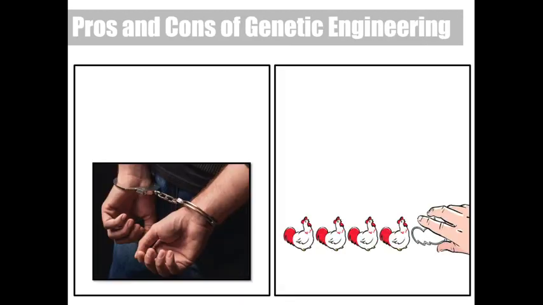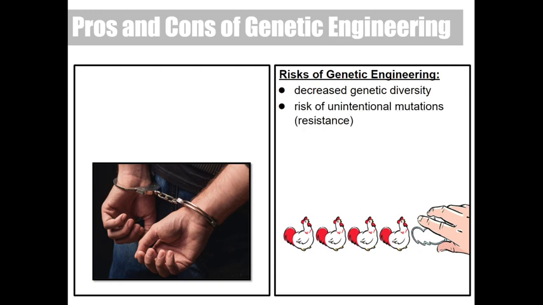Now, there are pros and cons of genetic engineering. So let's talk about the risks of genetic engineering first. We will see decreased genetic diversity, a risk of unintentional mutations, which will introduce resistance into our genetics, the safety of genetic engineering, and it also brings some ethics into question. And where do we draw the line?